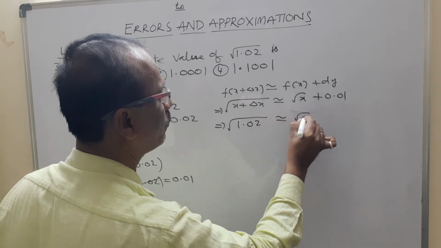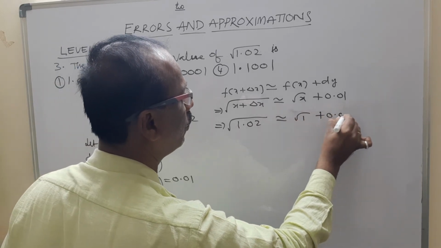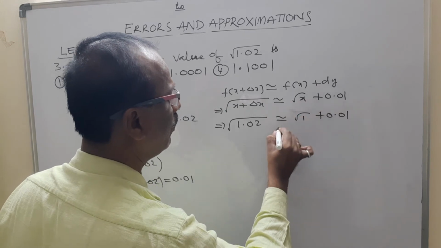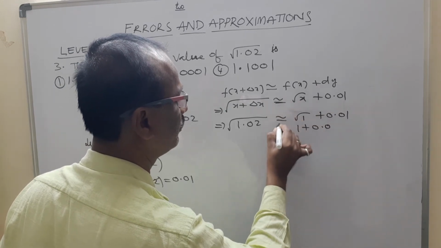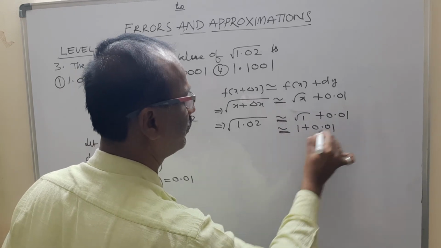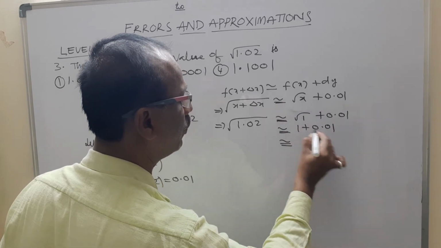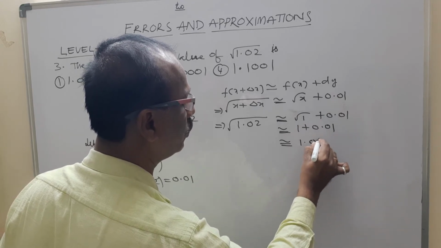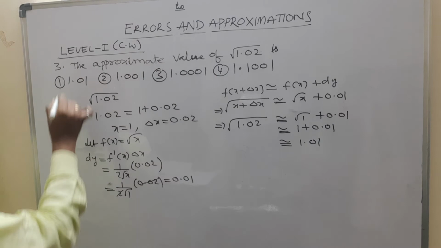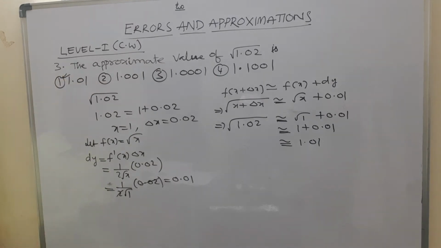The sum is 1.02. Root x is 1 plus 0.01. Root 1 value is 1, so 1 plus 0.01. The approximate value is equal to 1 plus 0.01, equal to 1.01. The first option is correct.